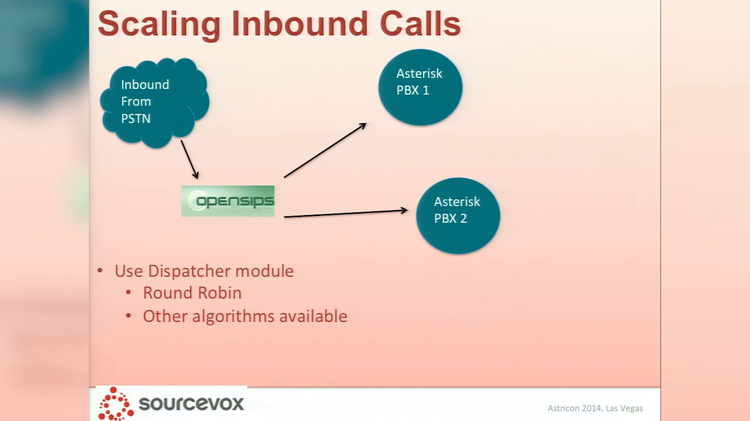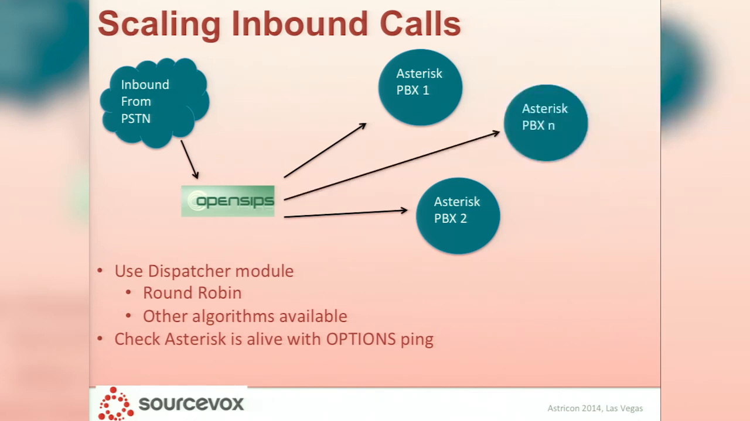And what OpenSIPS will do is it will check that Asterisk is alive with an OPTIONS ping or a different type of SIP ping. And if one of the Asterisk boxes should disappear, or if you wish to take it out for maintenance or some other reason, then it will just stop using that box automatically and just continue using the ones that are available. So it kind of gives you that flexibility to take Asterisk boxes out, put Asterisk boxes in, add more as the business scales.